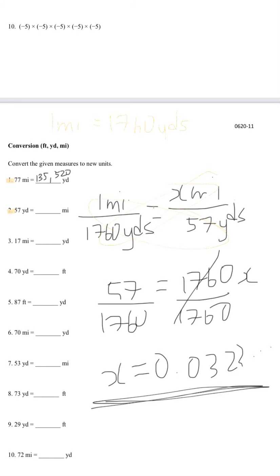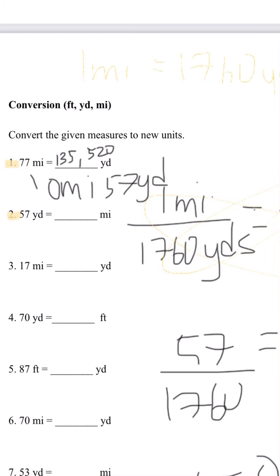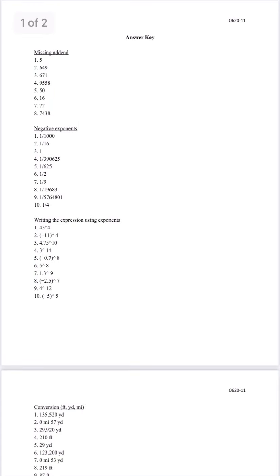Okay? However, since the number is so small, we're just going to leave it as it is. So that is just going to be 0 miles and 57 yards. And that's going to be our answer. Okay? So hopefully you guys are familiar with conversions. And here are your answers.